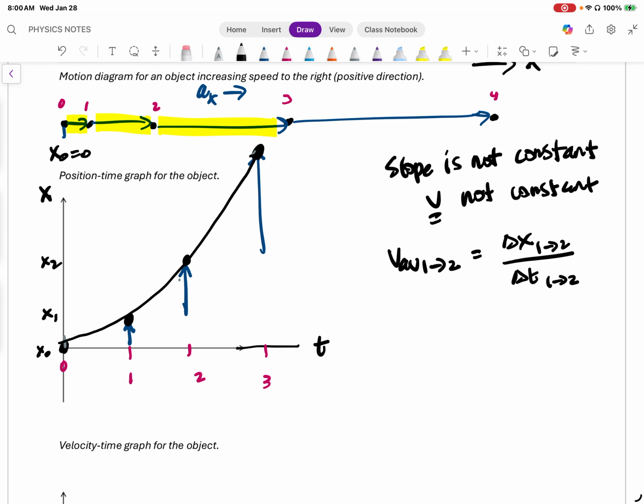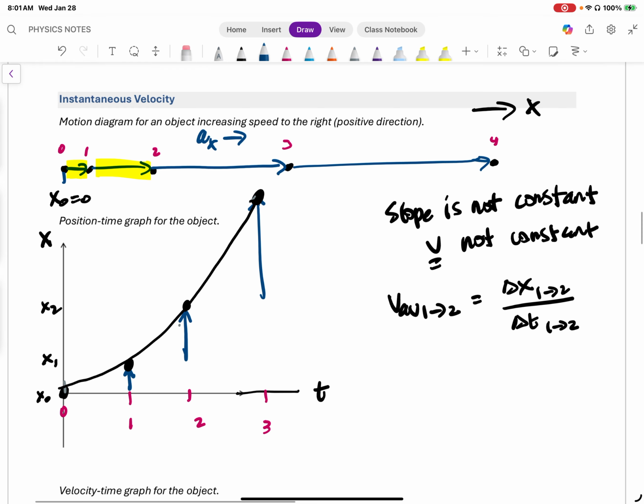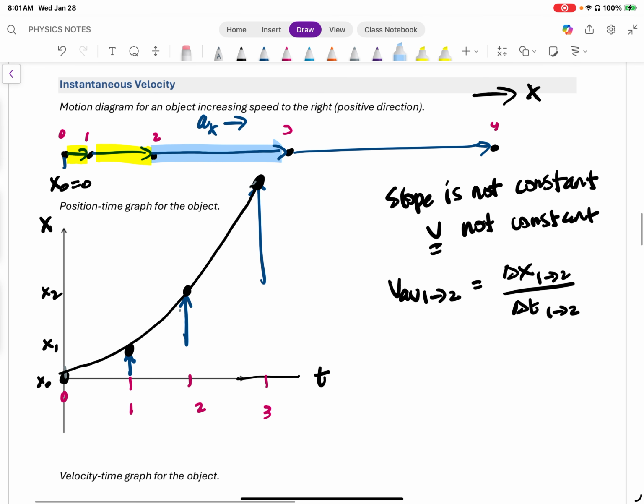point, right? So in our motion diagrams that we have up here, let me get rid of this highlight. If I think about this interval that I'm highlighting in blue, we can think about the average velocity being the velocity across the interval, right? So that's the average velocity from point 2 to point 3. But I might also want to know, and we will want to know, the velocity at this specific point right here, and the velocity at this specific point right here.